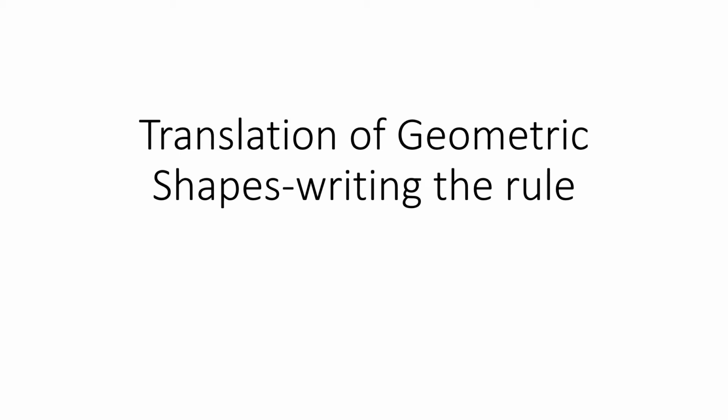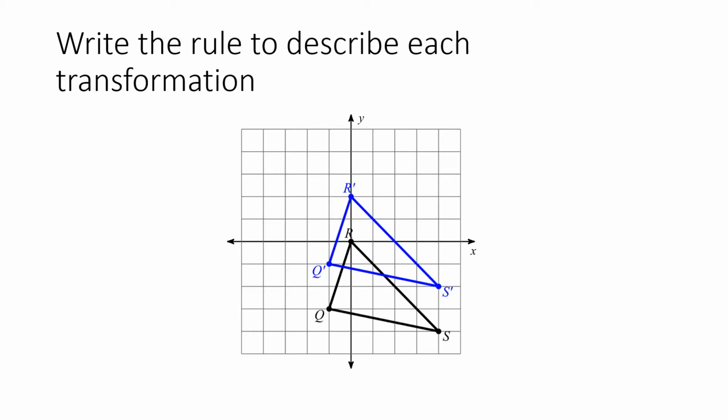Translation of geometric shapes. We're going to write the rule for how each geometric shape is translated. Write the rule to describe each transformation. So we see we have a triangle RQS. How is it translated that we formed R prime, Q prime, S prime?